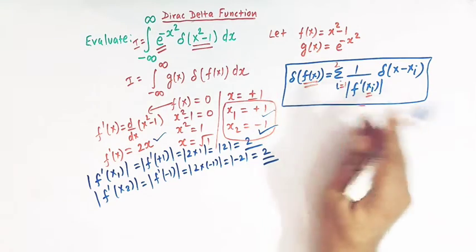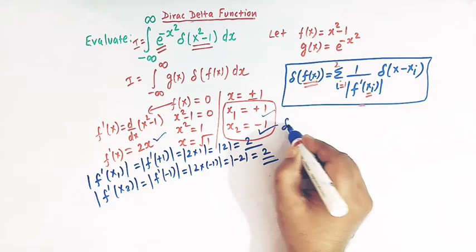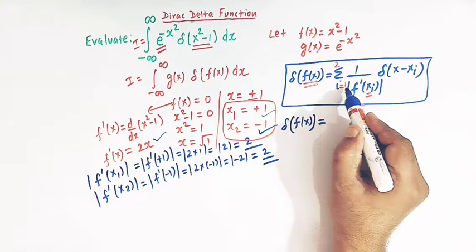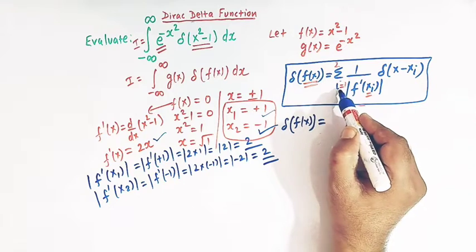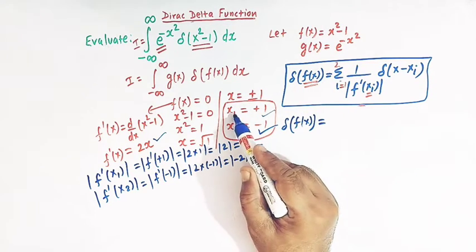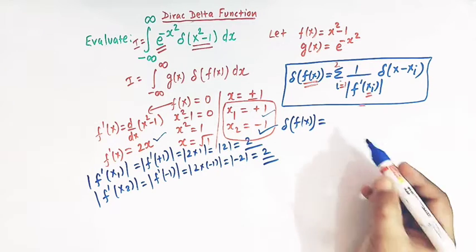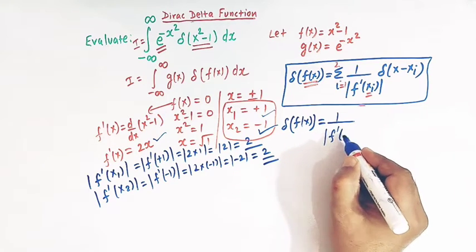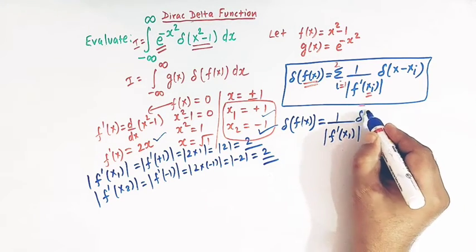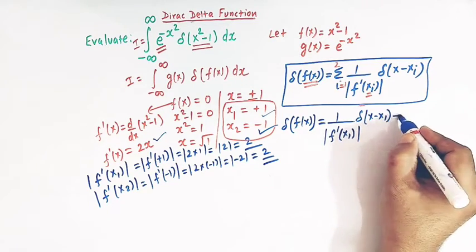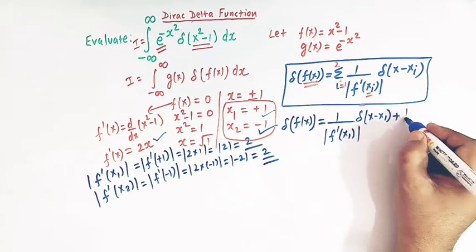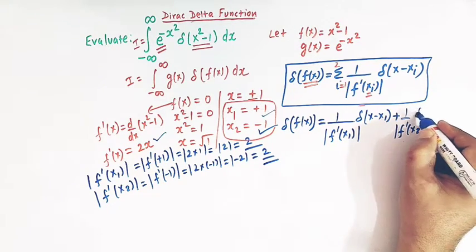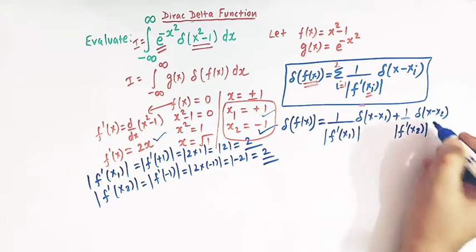So now this property can be written as delta of f of x, and now the value of i goes from 1 to 2, right? So here i has two values because we have two roots, x1 and x2. So we can now write 1 over mod of f prime of x1, and here we have delta of x minus x1, then plus, due to this summation sign, we have 1 over mod of f prime of x2, and here we have delta of x minus x2, right?